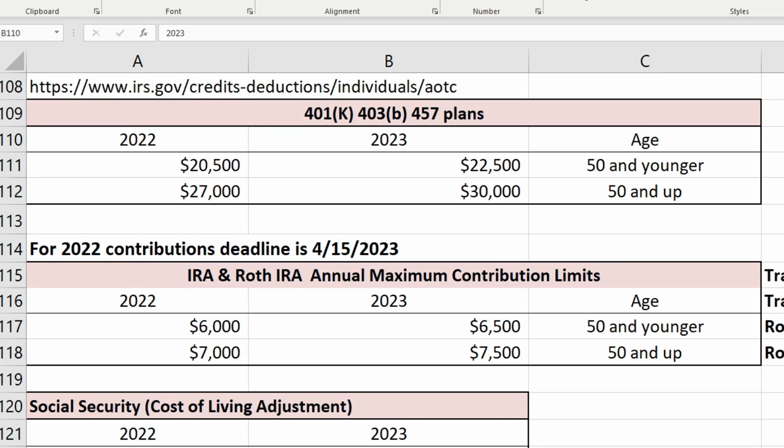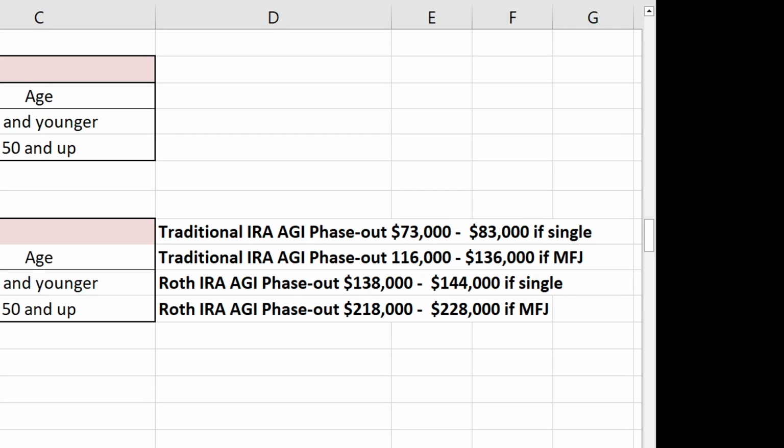Whenever I can invest money and get tax-free treatment going forward, I'm going to prioritize my investing that way. So that's why I look forward to contribution limit increases in these areas each time. And then on the right-hand side of the spreadsheet, you'll see what the income phase-out ranges are for you to be able to contribute to these type of retirement plans.